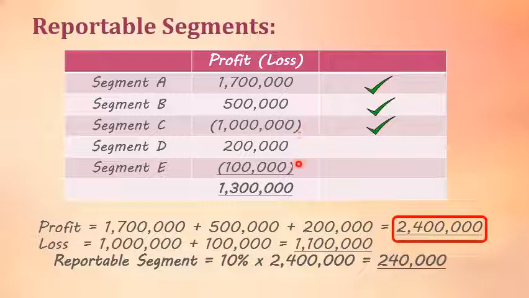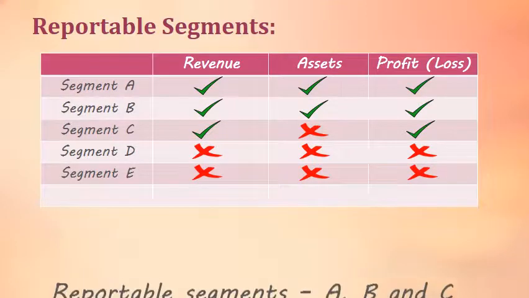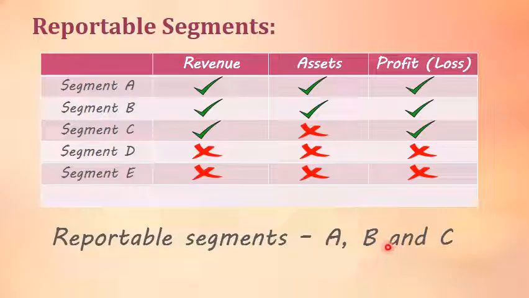How about segment D and E? They are 200,000 and 100,000, meaning hindi pumasok dun sa 240,000 na threshold. Okay? Or 10% ng 2.4 million. So they are not reportable segments. Okay, so in conclusion, ang reportable segments lang natin ay si A, B, and C. Kasi sabi naman ng PFRS 8, any of the following threshold. 'Di ba? Basta meron siya doon or check siya sa kahit ano dyan sa revenue, assets, or profit or loss, reportable segment muna siya.